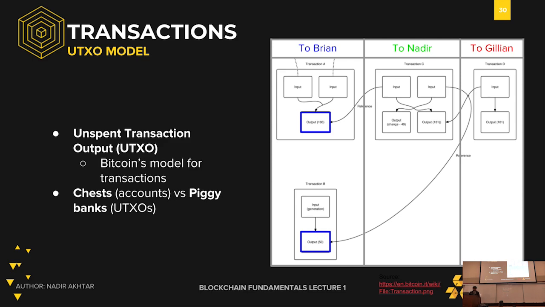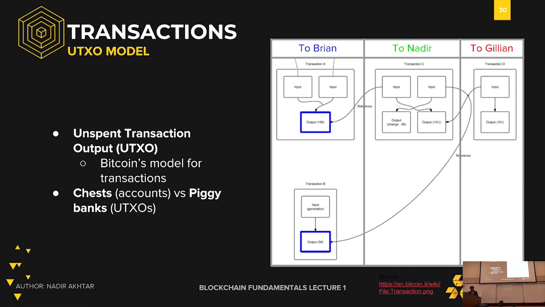So Bitcoin will use unspent transaction outputs in order to make it easier to tell which funds have been used and which funds have not been used. Right, it's much easier to say, this has or hasn't been used, a binary question, rather than, is this account trying to use more than it has available at this step of time? Any questions so far?